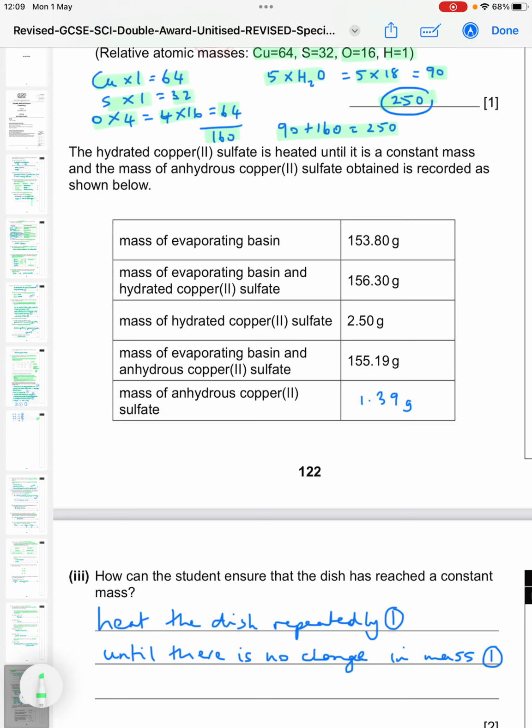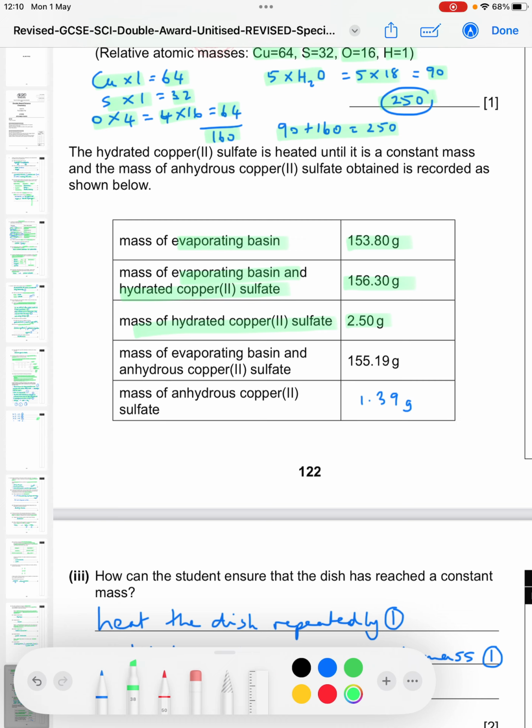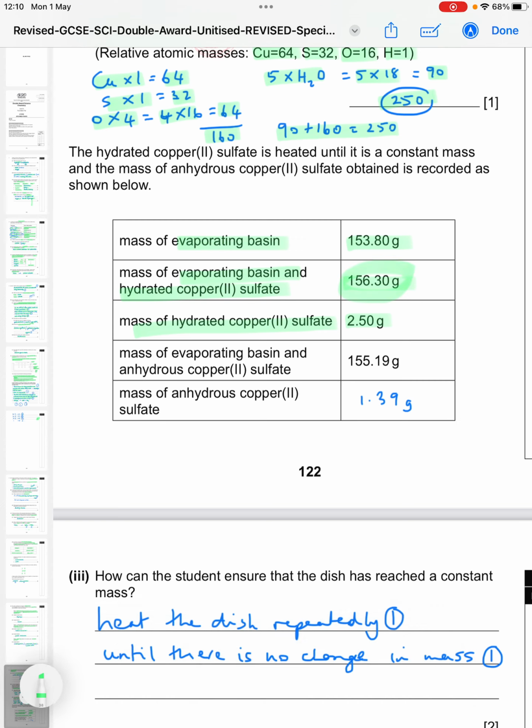So the hydrated copper sulfate is heated until it is a constant mass, and the mass of anhydrous copper sulfate obtained is recorded as shown below. So we have the mass of the evaporating basin here, 153.8, the evaporating basin and the copper(II) sulfate, 156.3, and that's the hydrated copper sulfate. So the mass of the hydrated copper sulfate then is 2.5. So that is just this one. This one. Take away the top one.